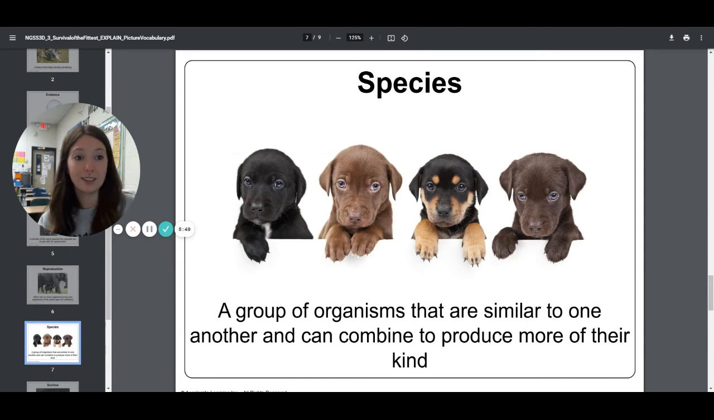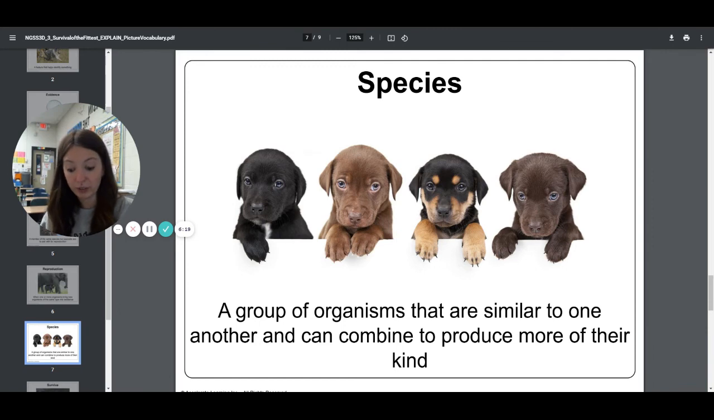Go ahead and say species. Good. Let's spell it. S-P-E-C-I-E-S, species. Look at these little cute puppies. Species are a group of organisms that are similar to one another, so we can see how they're similar, and can combine to produce more of their kind, right? So species could reproduce if they needed to, right? So it's similar in kind.